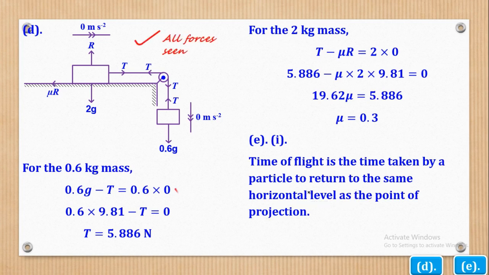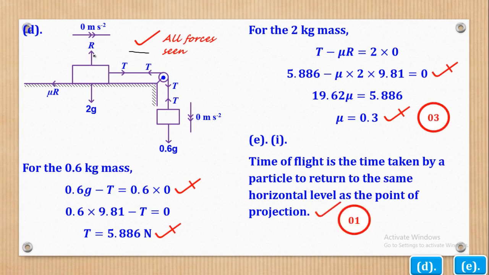So now let's see the marks for this slide. So 1 mark for this first diagram drawn using a ruler, 1 mark for using F equal to ma for the 0.6 kilogram mass, and half a mark and half a mark for the output. Half a mark for using F equal to ma for the 2 kilogram mass, and half a mark for the output. Then full mark for the definition of time of flight.